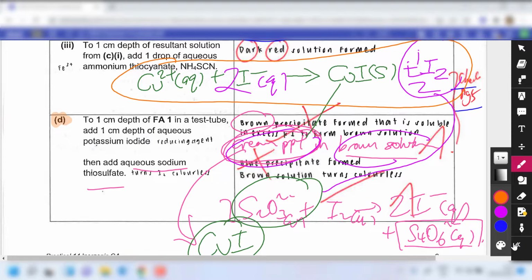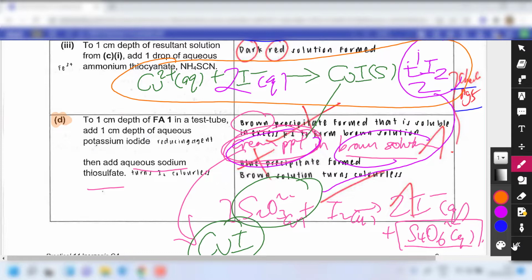Like for part D, I'm not asking you to test whether the solution contains iron 2. If you bring iron 3 and iron 2 into the discussion here, it gets a bit unnecessary and maybe complicated.